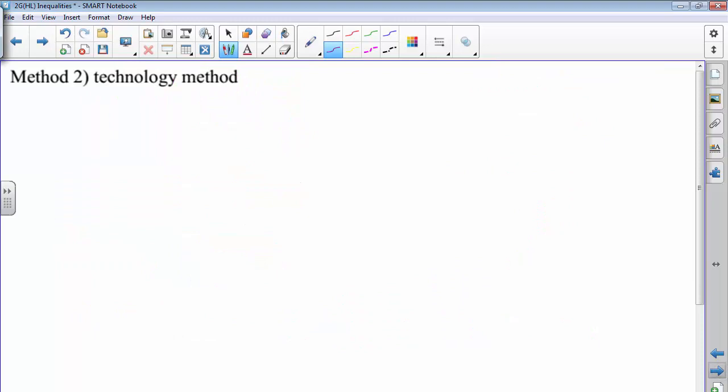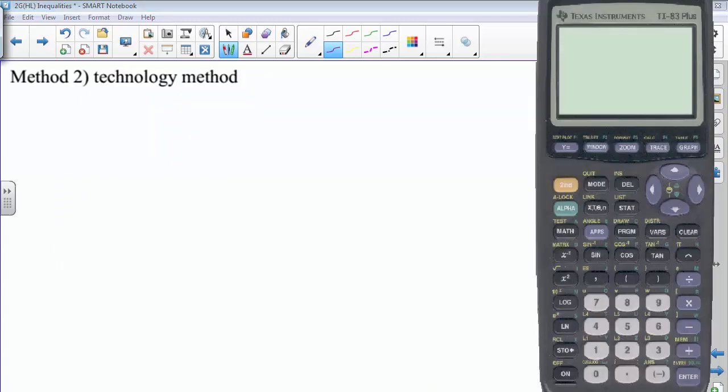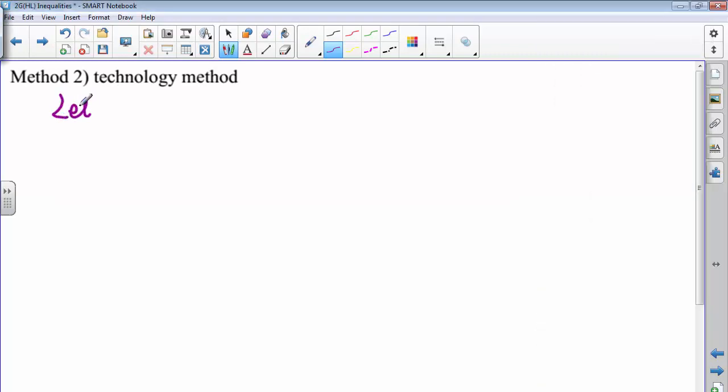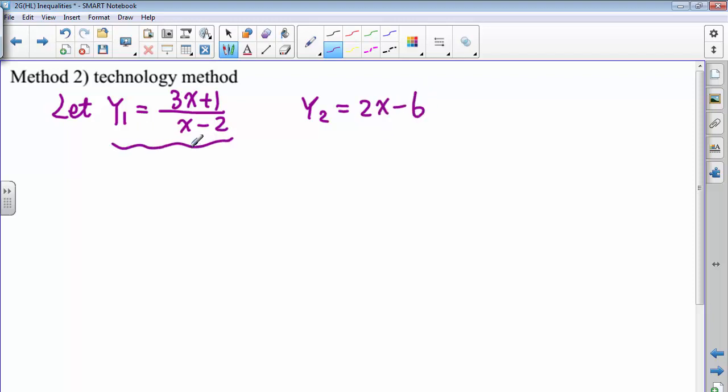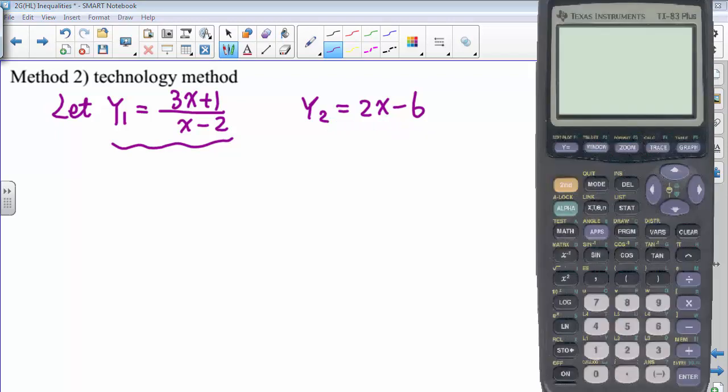Method 2, technology method. I will use the graphing calculator to help me to see how I can find the intervals. Of course, I will let the left side be function 1. The left side is a rational function. And then let the right side be function 2. And for this function, the graph should look like the hyperbola. And this one is a straight line. Okay, let's graph both of them.